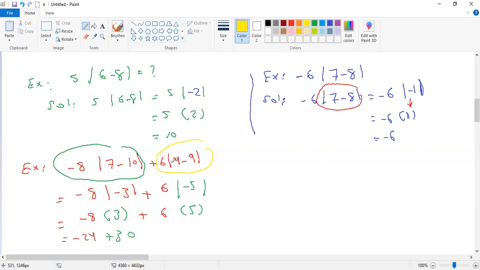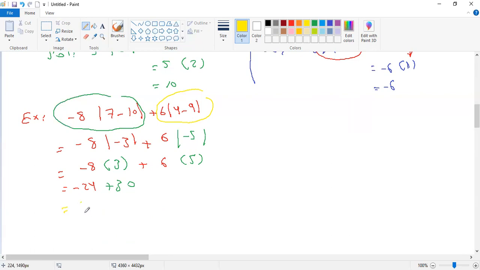How do I know this is the second term? Because there is a plus between them. If you have a plus or minus between two terms, then we have two terms in the expression. 4 minus 9 is negative 5, the absolute value is 5, and 5 times 6 is 30. So now the answer is negative 24 plus 30, which is equal to 6.